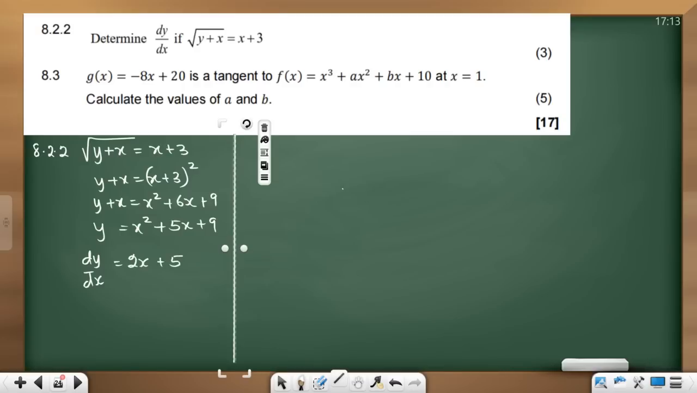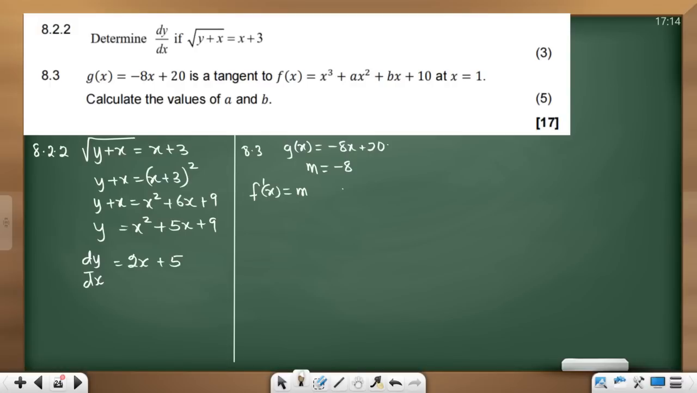8.3. g of x is given as negative x plus 20, and f of x is given. Oh, they said that is a tangent. Oh, quickly understand it. My gradient is negative 8. That's one thing I must quickly know. And we are told that f of x is that. Beautiful. Now, I know that f prime of x equals m.